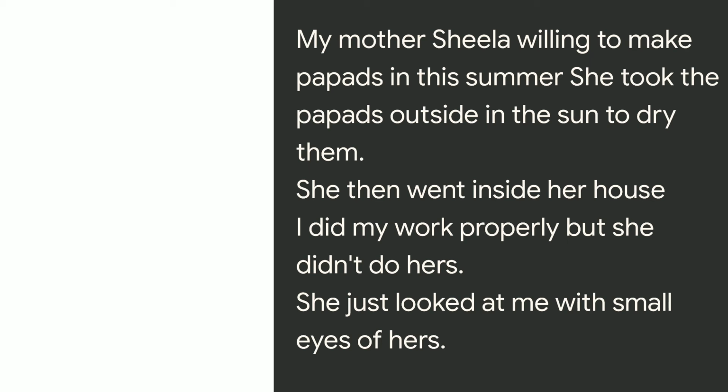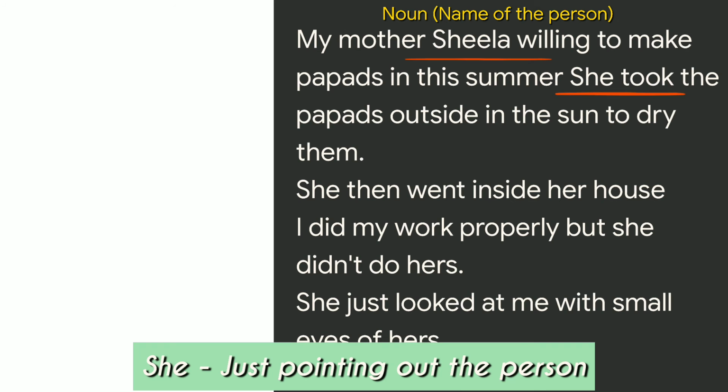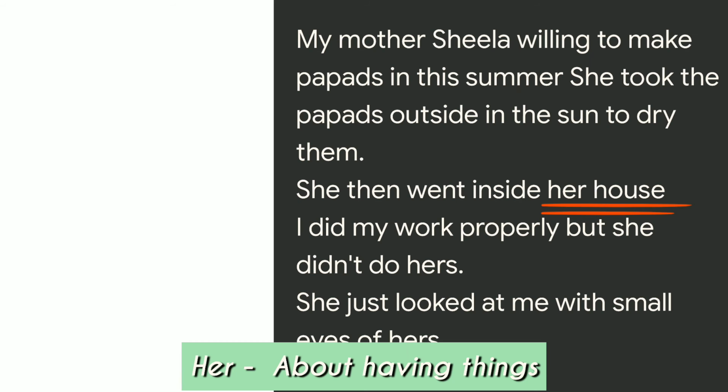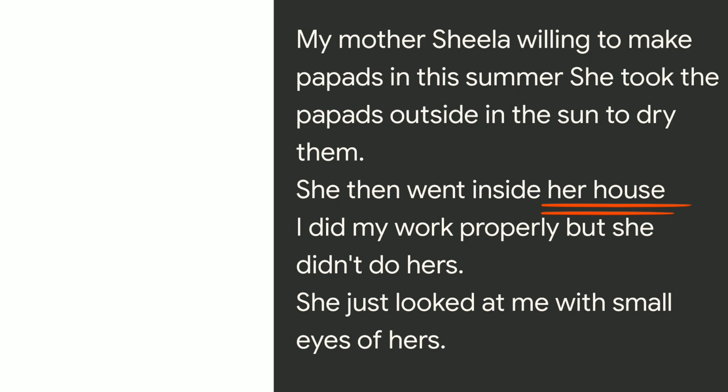In the first sentence, my mother Sheila. Sheila is a noun. For just representing the female person, I use she. She, for the subjective way. We use the female form for the female third person. We use she. She then went inside her house. In this sentence, I use her house because it is the house that she owns, a possessive thing. For that, we use her.